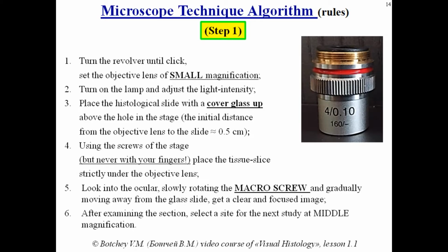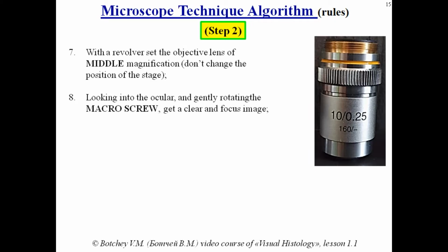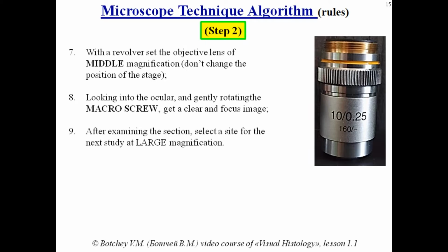Step 2. Microscopy at middle magnification. With the revolver, set the objective of middle magnification. Don't change the position of the stage. Looking into the ocular and gently rotating the macro screw, get a clear and focused image. After studying this section, select a site for the next study at large magnification.